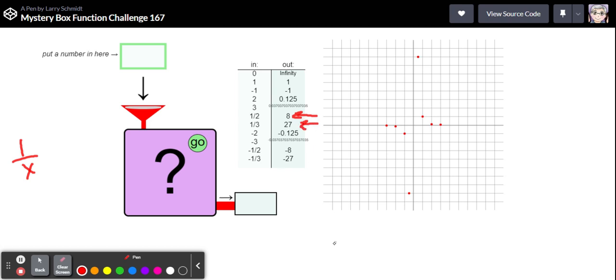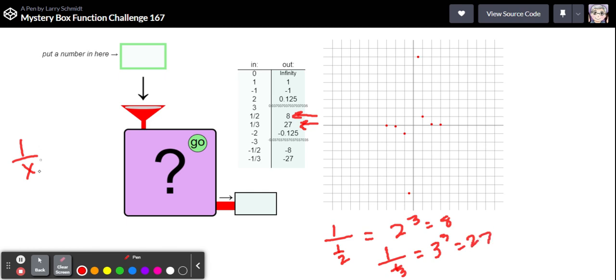So let's think about this. If I have 1 over 1/2, that's really the same thing as 2. 1 over 1/2 is 2. And similarly, 1 over 1/3 is 3. And what I got out was an 8 and a 27. And those stand out to me because 2 cubed equals 8 and 3 cubed equals 27.